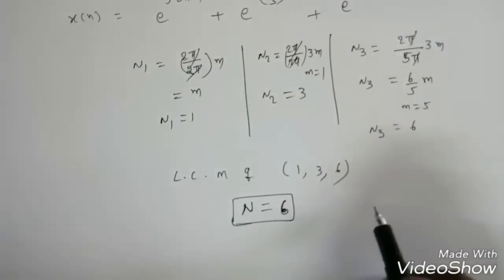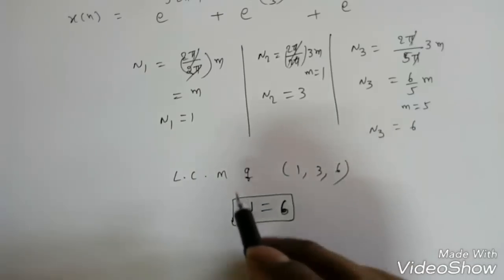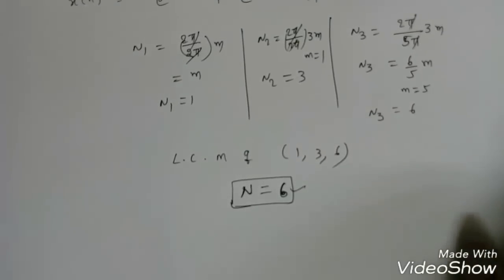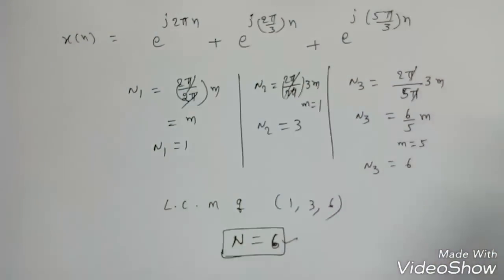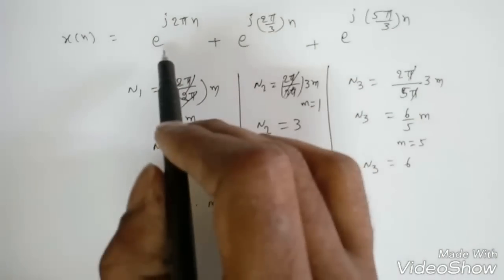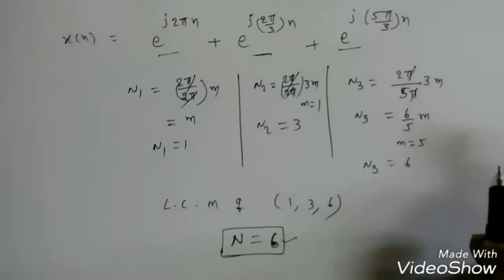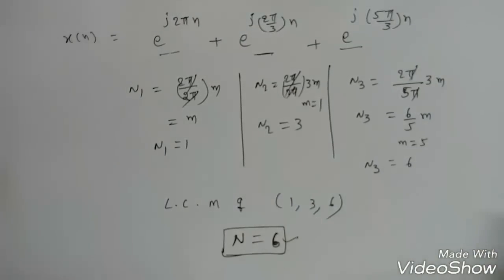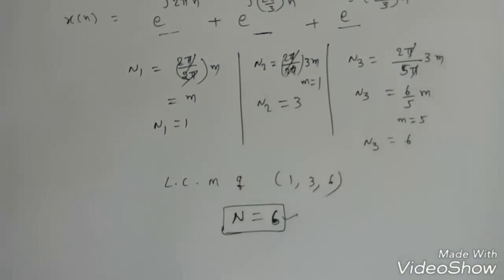So this is how to proceed: is it periodic or non-periodic, and how to find the period of the given signal. Remember, the moment there is no pi in any of the sequence, it will become non-periodic. Even if one part is periodic, if another part is non-periodic, the whole signal will become non-periodic, right? So this is about discrete time signals and how to find the period.